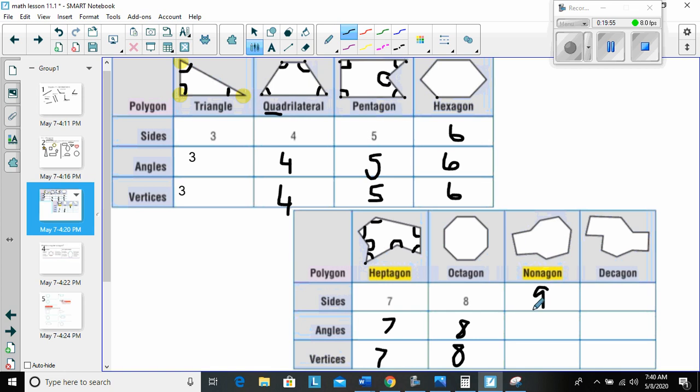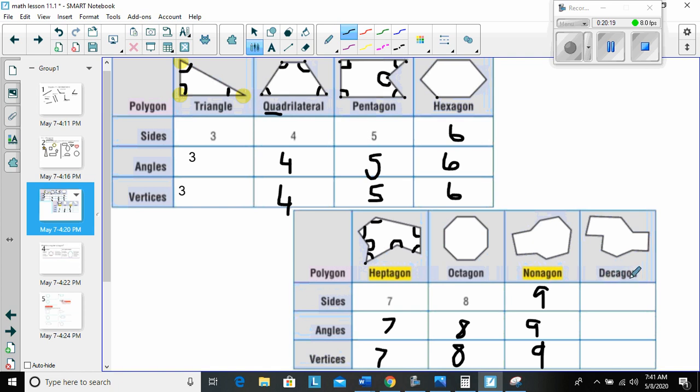Okay, 9 sides. So guess what? That means that there are 9 angles. You can search for them in there if you'd like to mark them for yourself. There are also 9 vertices. It's a pattern, right? 3, 3, 3, 4, 4, 4, 5, 5, 5. It goes the same. So 9 sides makes 9 angles, and it makes 9 vertices. And we call it a nonagon, nonagon.